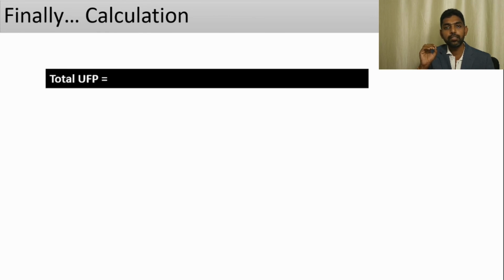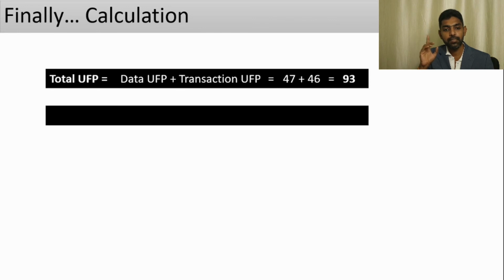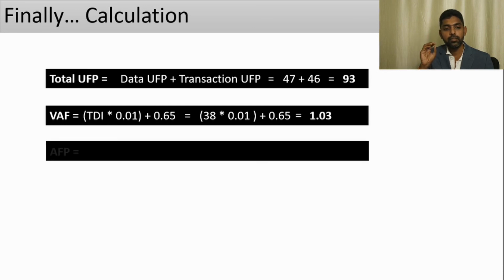So total unadjusted function point is equal to data function plus transaction function, which is equal to 47 plus 46, and that is equal to 93. The next thing we have to determine is the value adjustment factor, which is given by this formula, and we know the TDI value. It's 38. So when you calculate, you are going to get 1.03. So finally, we have to determine the adjusted function point. That is equal to unadjusted function point times value adjustment factor. That is equal to 95.79, the adjusted function point.